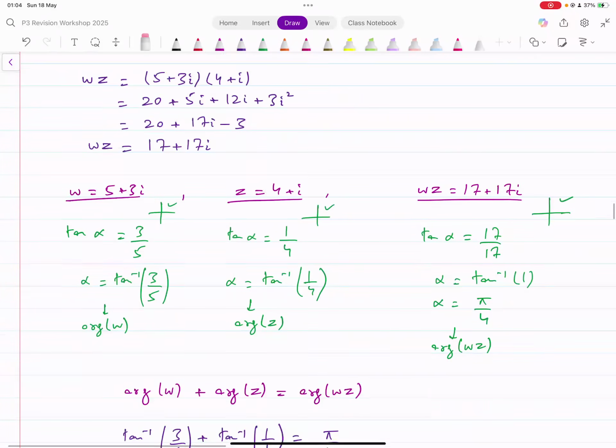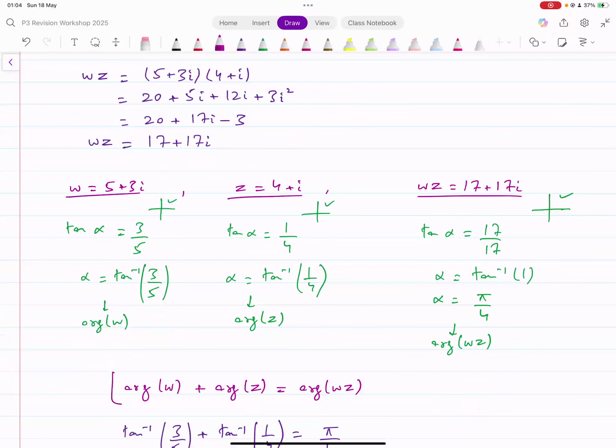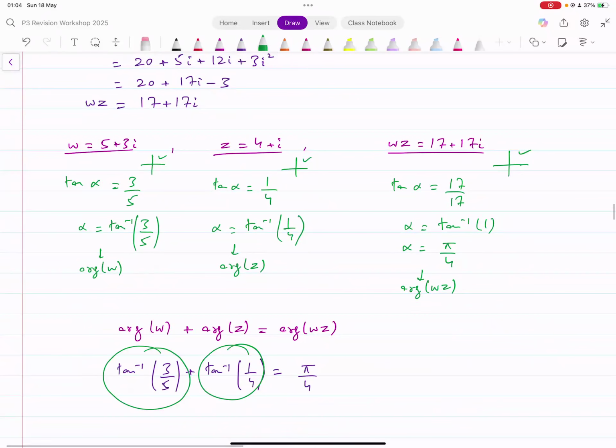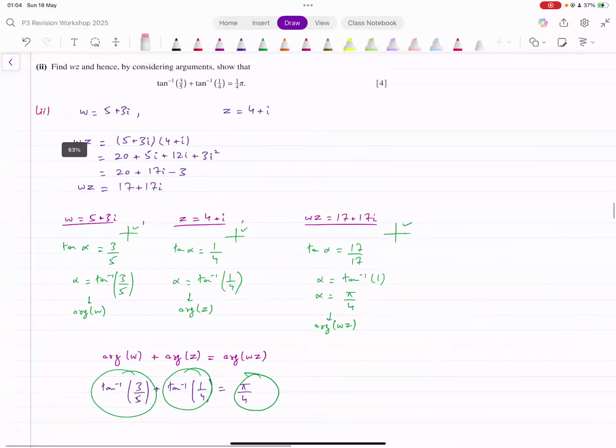Now you can use that property. You'll clearly write this, that argument of W plus argument of Z should equal argument of WZ, right? That's the property that we did earlier. So we could say when these two are added, that should equal pi over 4. And that's the equation that we wanted to prove there.